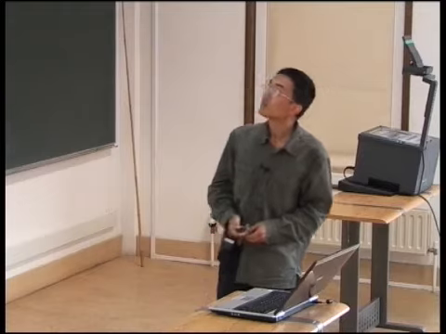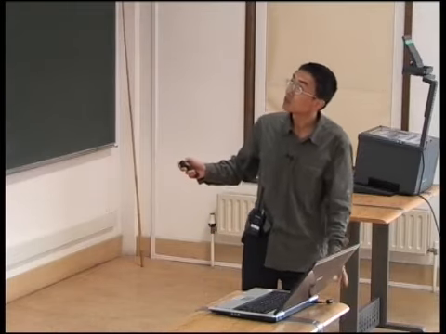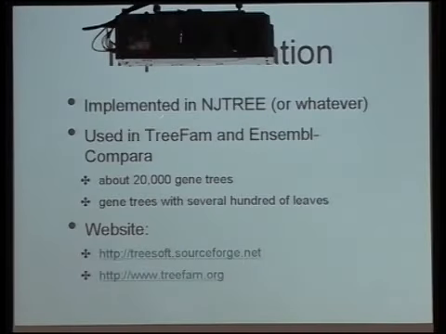For the moment, the software is called NGTree. It is not a good name, but this is the current software name. And it is widely used in TreeFam and Ensemble Compara. And in both cases, we are talking about 20,000 gene families. And each gene tree may have several hundred leaves, which means this program has to be fast enough, and it is.